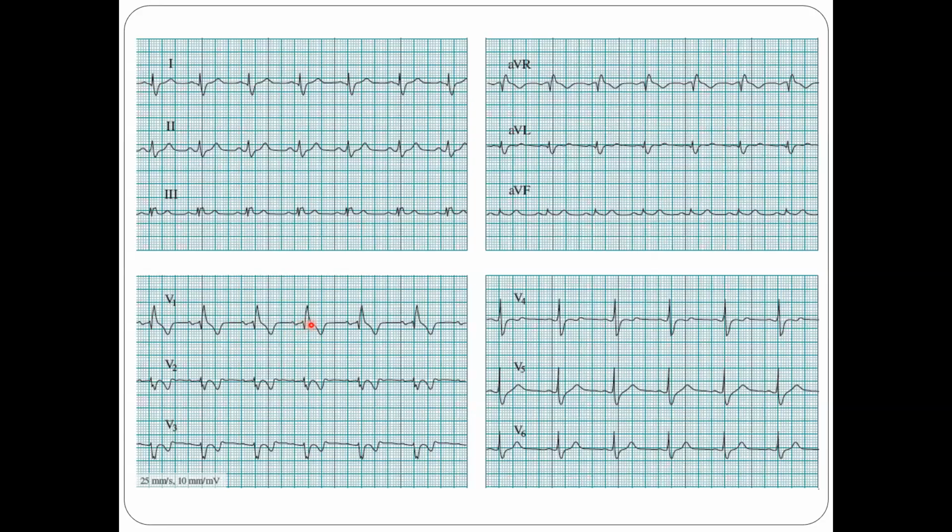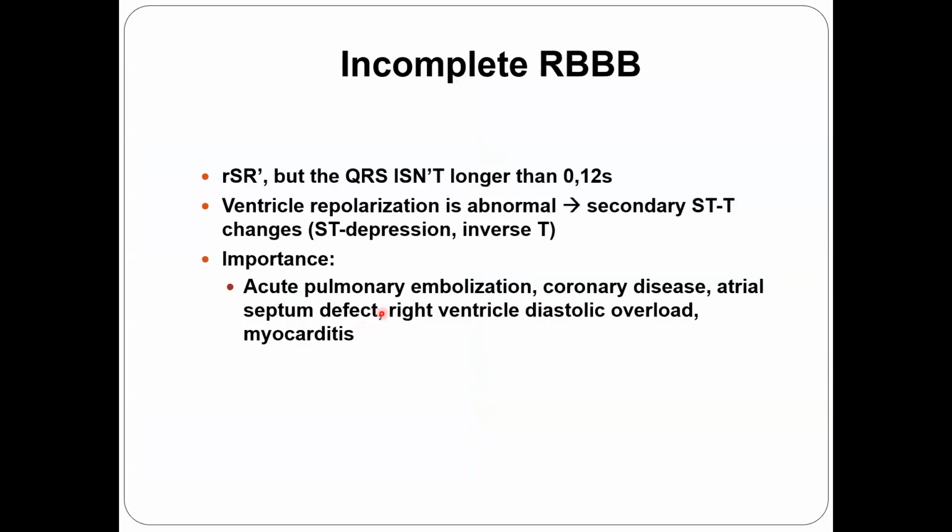Now, I haven't said anything about complete and incomplete, only the matter of the width of the QRS complex. If the QRS complex is still in the normal range, this is called incomplete block. If it's wider than 0.1 second, that's called complete bundle branch block. Okay, this is what I said.